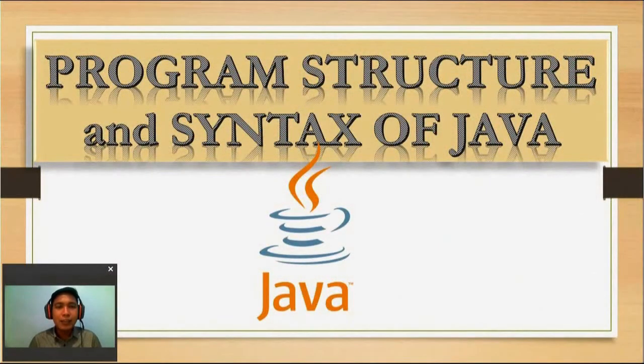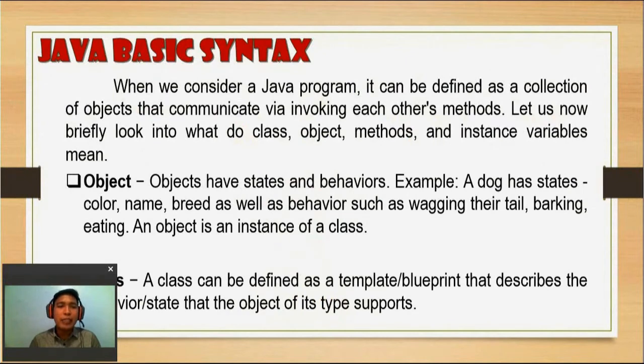Okay guys, so let's start our discussion with the program structure and the syntax of Java. When we consider a Java program, it can be defined as a collection of objects that communicate by invoking each other's methods. So why is Java a collection of objects? As we discussed last video, everything in Java is an object, right? So let us now briefly look into what class, object, method, and instance variable mean.